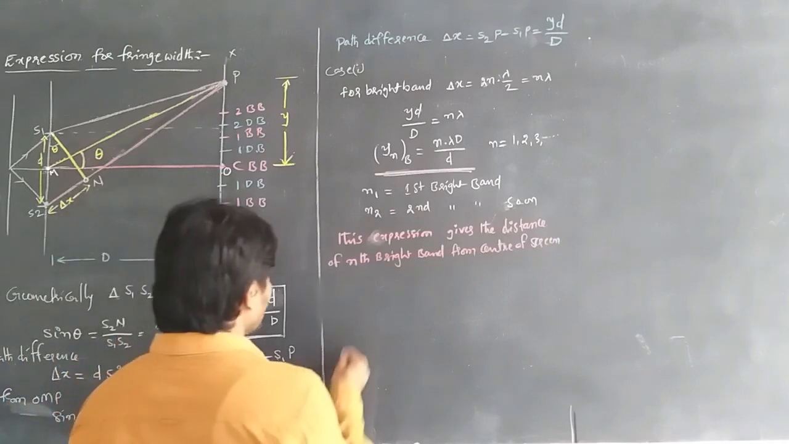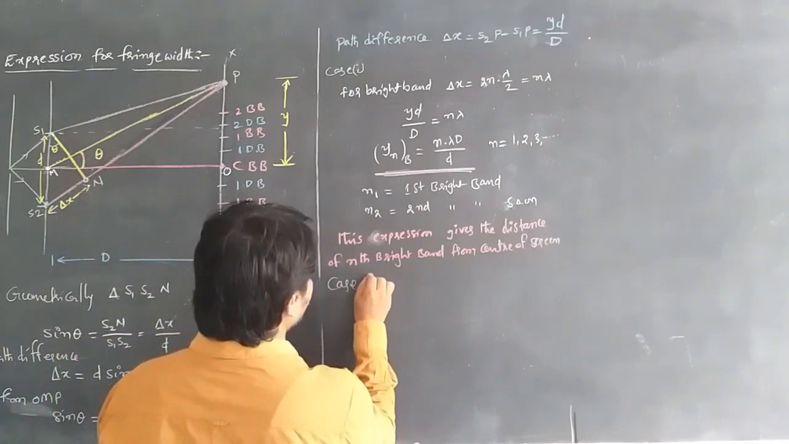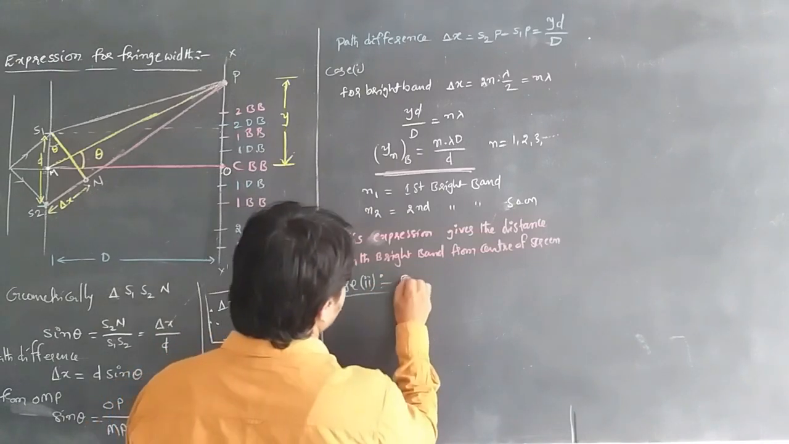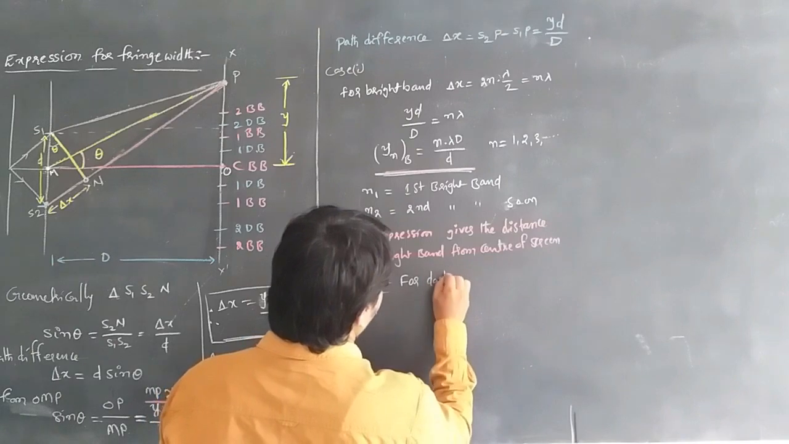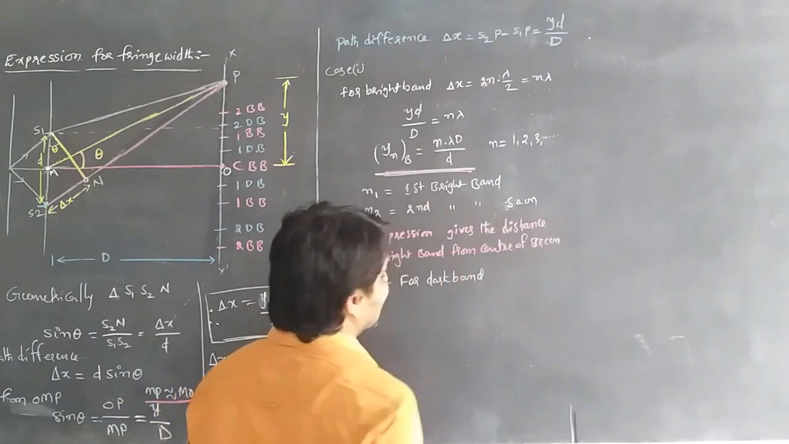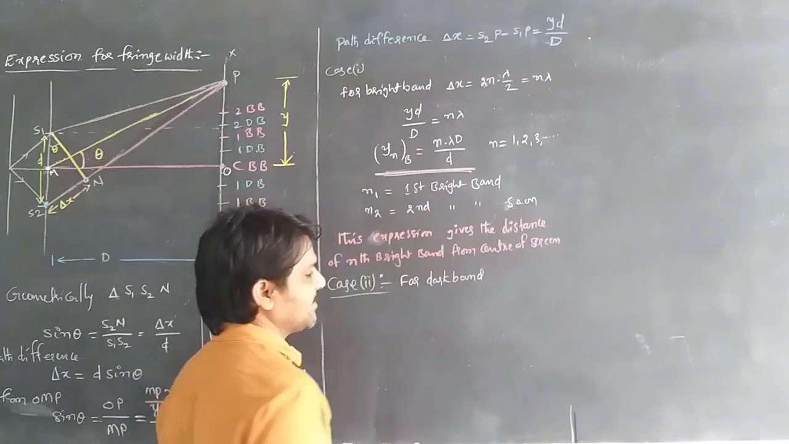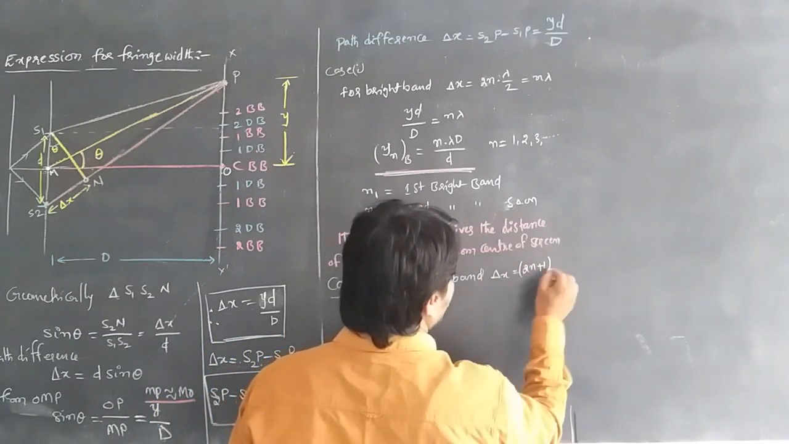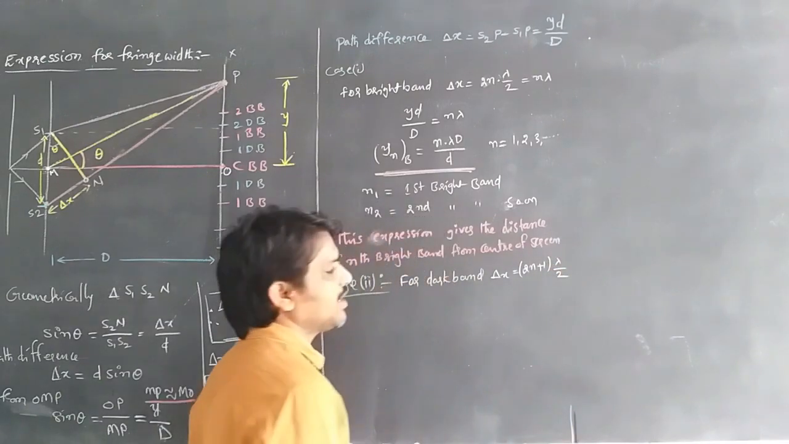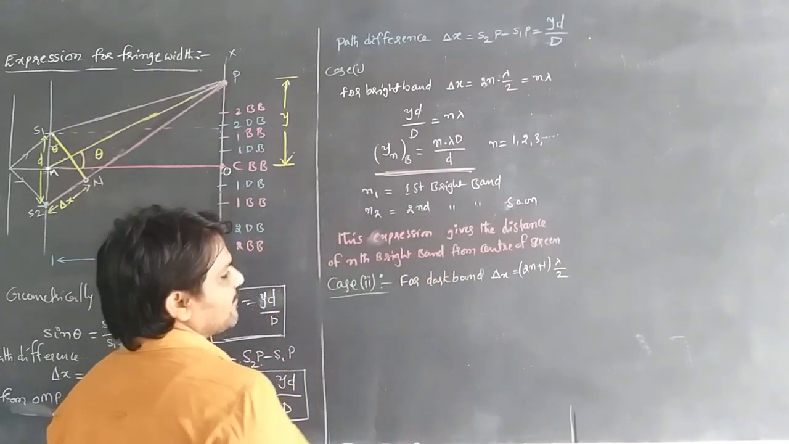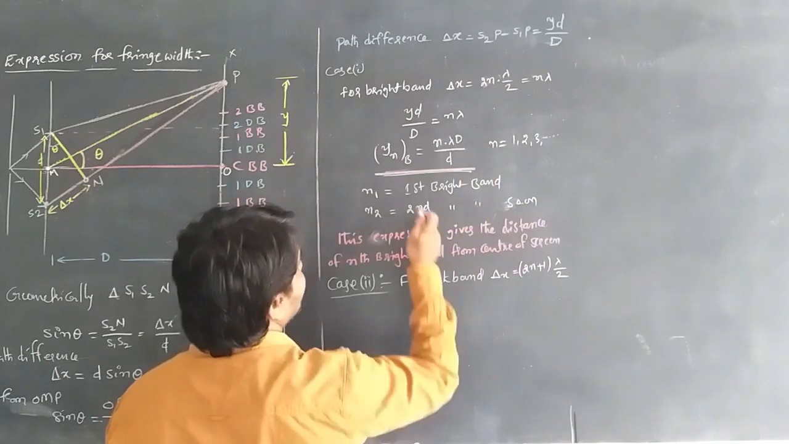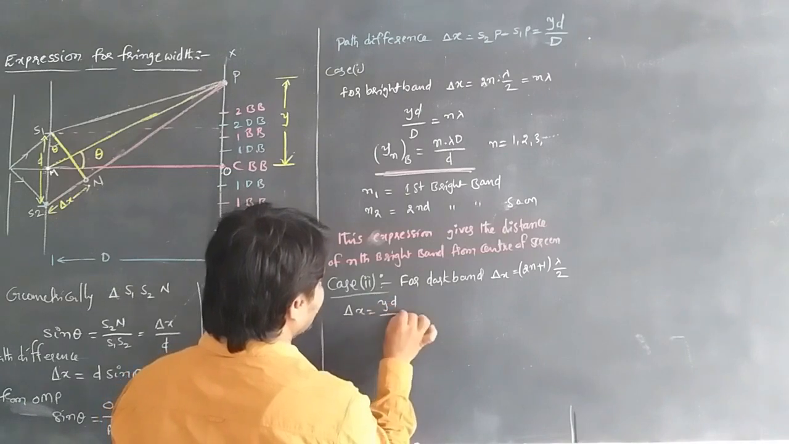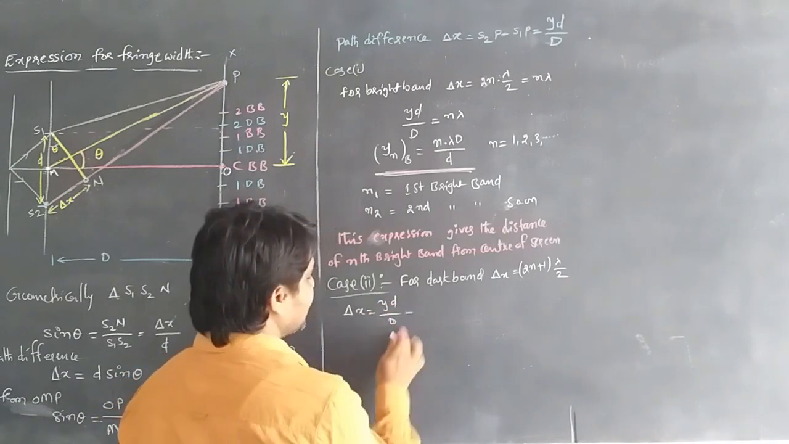Next, case 2, for the dark band. We know that for the dark band, we already derived an equation from the qualitative analysis of interference, that is delta x is equal to 2n plus 1 into lambda by 2. If we substitute the same equation, delta x is equal to yd by d, then we can get that.